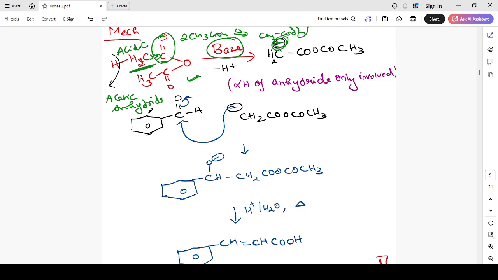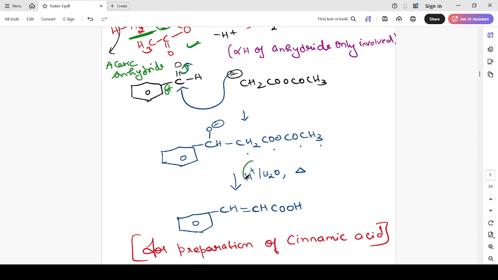The next step you know very well. This carbanion would attack the electropositive carbon and the double bond would have got shifted. So that I have CH, O minus, CH2, COO, CO, CH3. The next step, I am giving H plus in the presence of water. So here I have O minus. This would have become CH, OH, CH2, COO, CO, CH3. Correct?